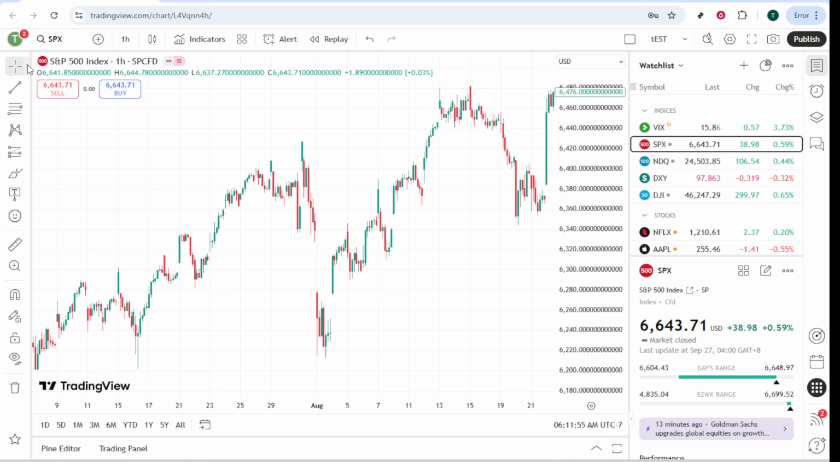Next, we have trend line tools. These are pivotal for identifying and tracking trends over time. Whether you are an amateur or a seasoned trader, using trend lines can help highlight key movements in asset price, essential for making informed trading decisions.